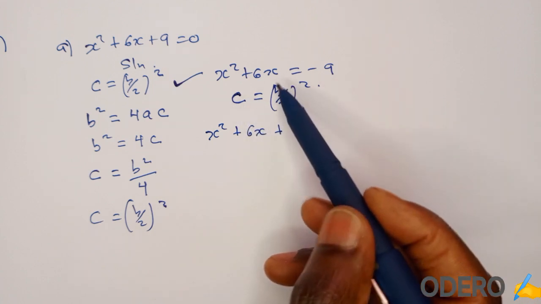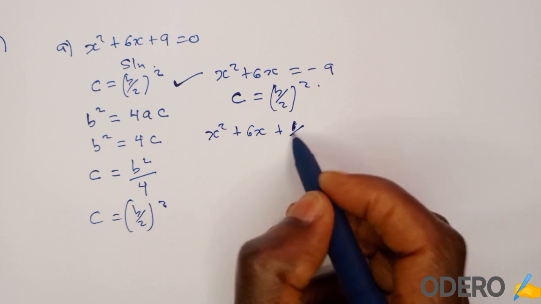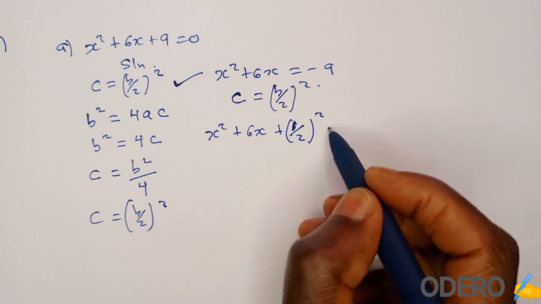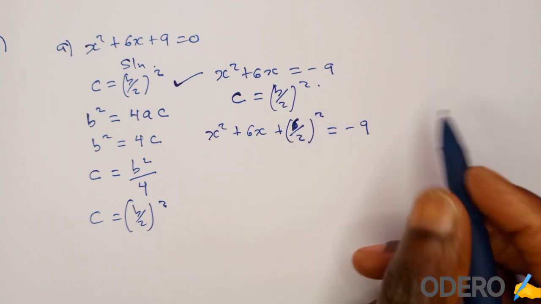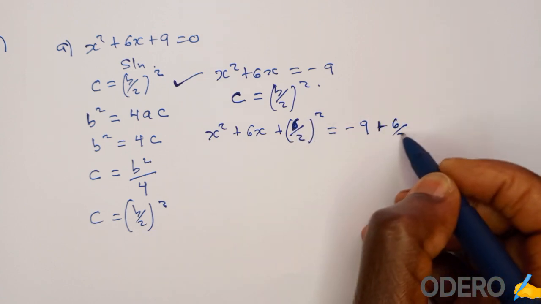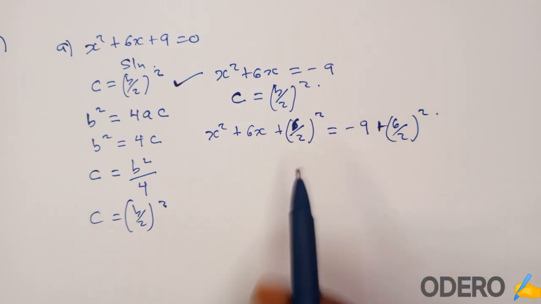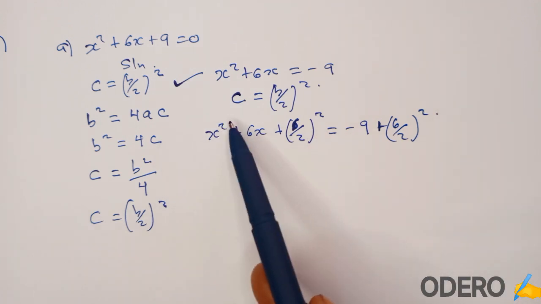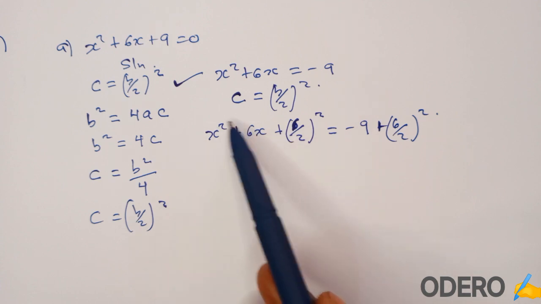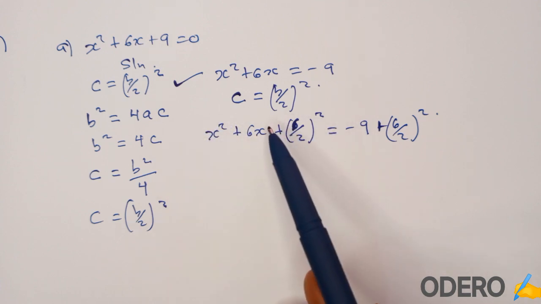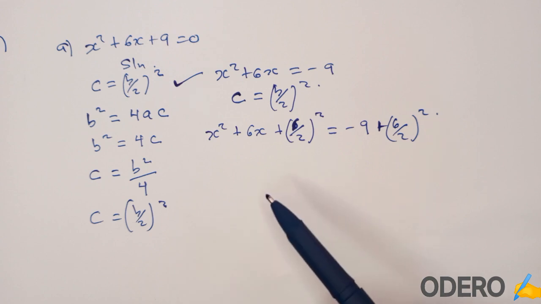So we know what is b. B is 6, so it's going to be 6 over 2 squared is equals to -9. Whatever you do this side, you also do this side. So this one will be plus also 6 over 2 squared. So if this is a perfect square, to get the factors of this expression, you just square root this one, you square root this one, and then you put them under one square.